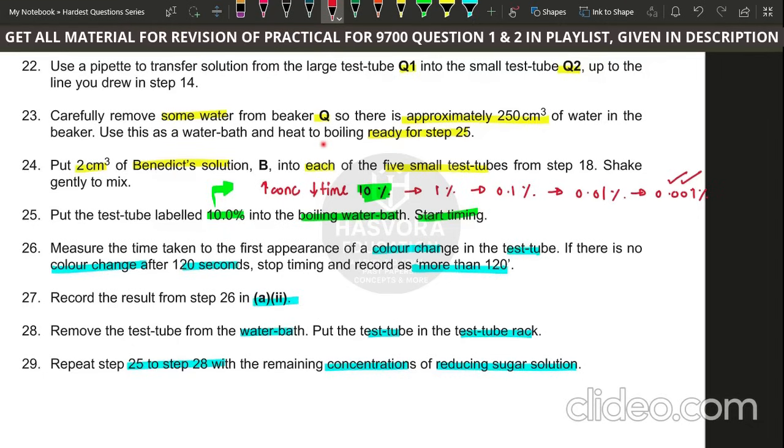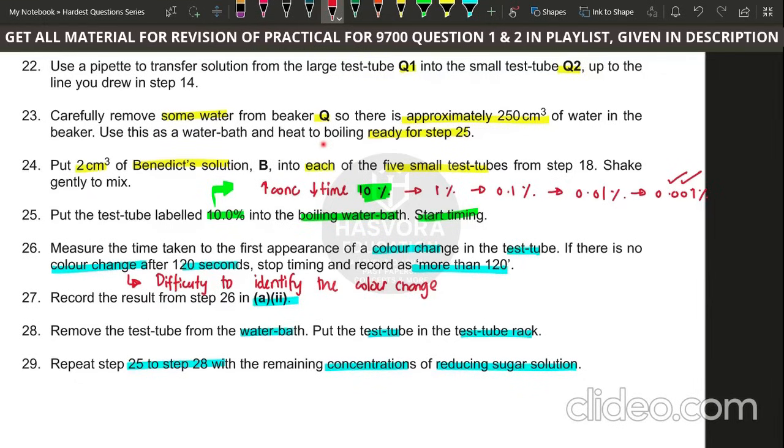Okay, so now this can be your potential error: the time taken for the color change. Because you already know this error, that it will be difficult to identify the color change. And what will be its improvement? Its improvement will be that you can use a colorimeter or you can use a color chart, so that the color changes, you can just identify them then and there.